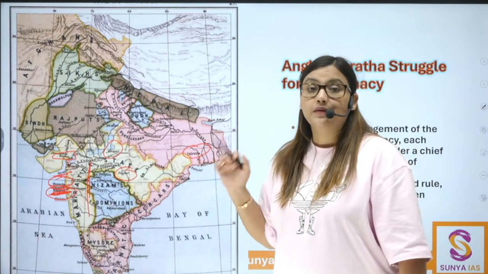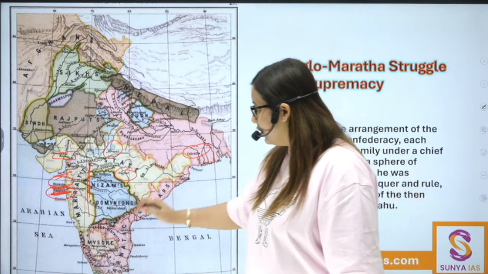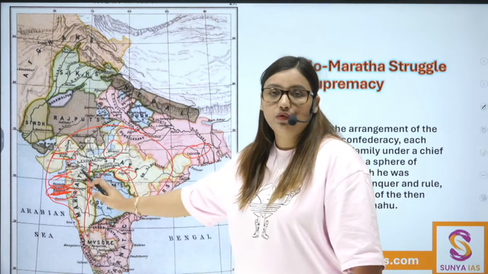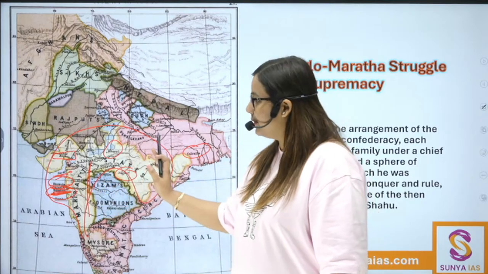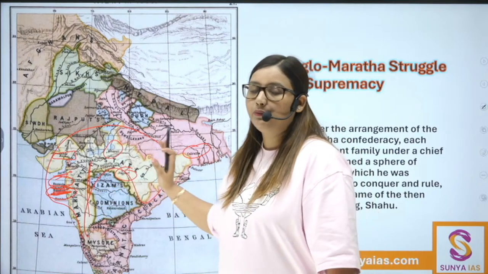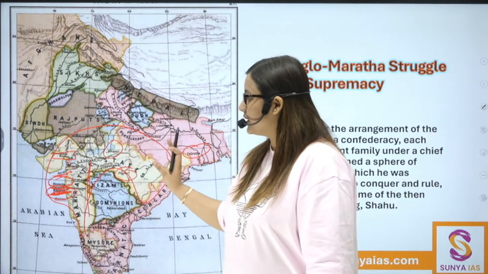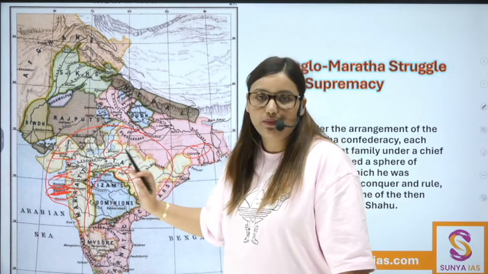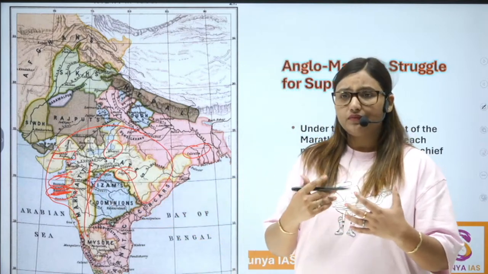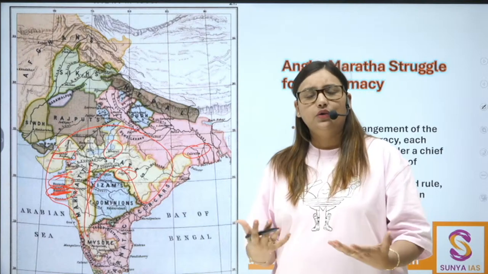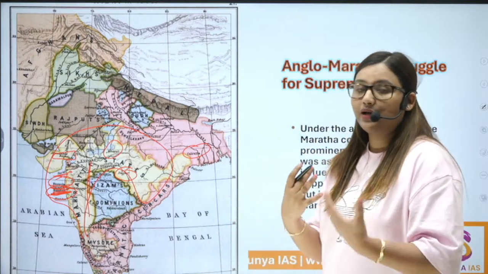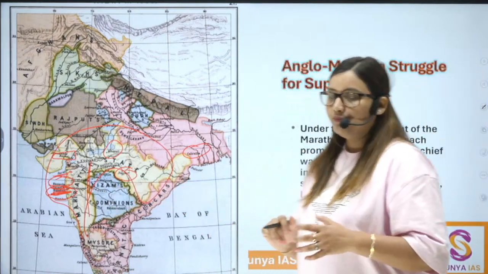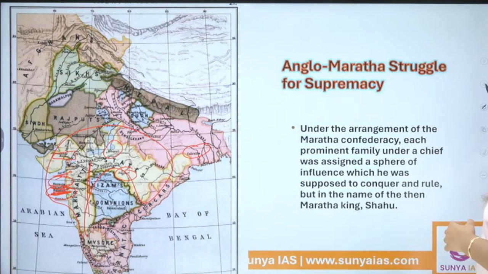Why? Because look at the Maratha dominion. The Maratha state is here, so it's easy for them to move in this particular side. They held a big part of Western India. So they considered it very easy to get access to Bombay, due to location and convenience, right? It was more convenient for them to go and sign a treaty with Bombay, and that's why they went to Bombay.